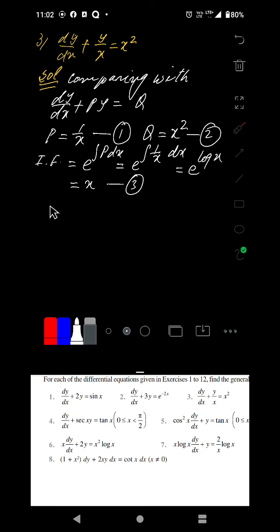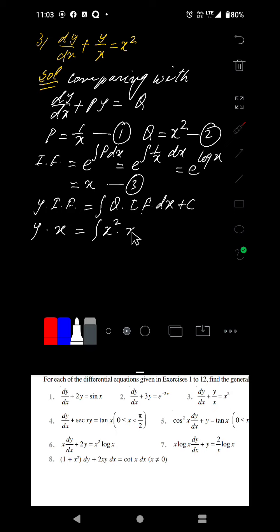Now we need to substitute the value of the integrating factor and the value of Q from equations number 2 and 3 in the equation y into integrating factor is equal to integral Q into integrating factor dx plus c. So y into x is equal to integral of x squared into x dx plus c. So we have integral x cubed dx plus c. The integral of x cubed is x to the power 4 upon 4 plus c.